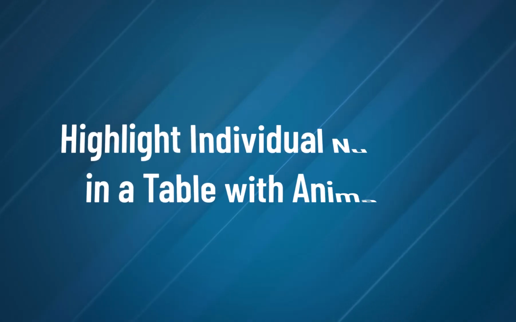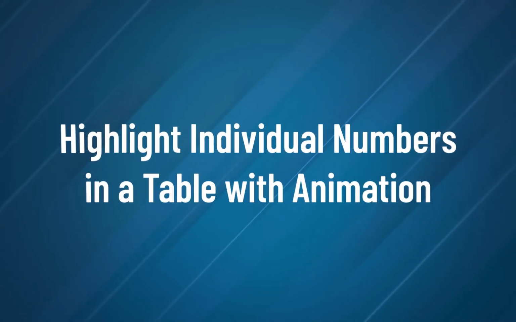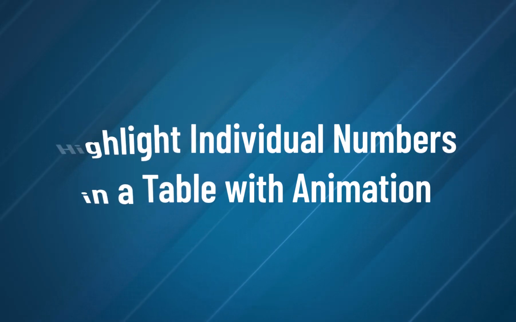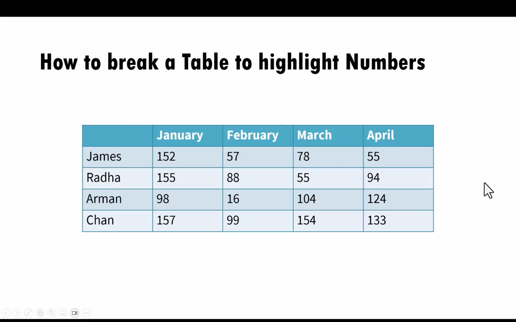The next step is how to break a table to highlight numbers. The trick we are about to learn is, here we have a table. On a click, I highlight one specific number here, so I can draw the viewer's attention to that number. I explain that, then click again and draw the viewer's attention to the next number, explain it, and then the third number and explain it.